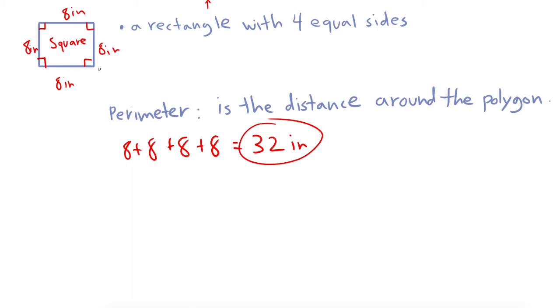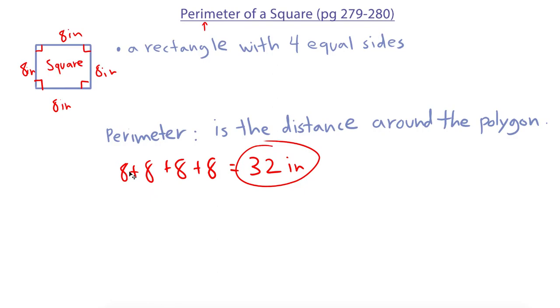So to find the perimeter of a square, what did I do? I added all the sides up, right? So we can use this formula here. Perimeter of a square equals side plus side plus side plus side. All right, so 4 sides, right? So that's what I did here. I just added up all the 8s here to get my perimeter of 32. Meaning the distance around this whole square is 32 inches.